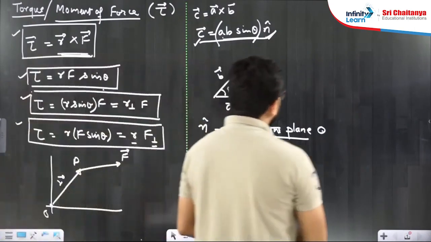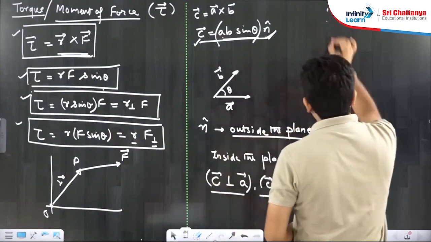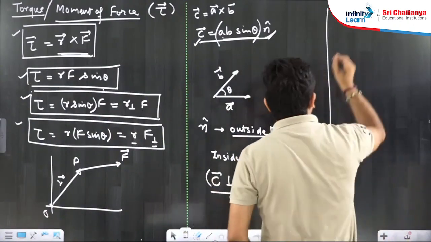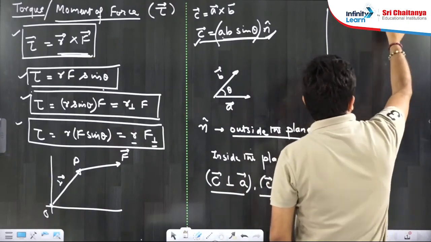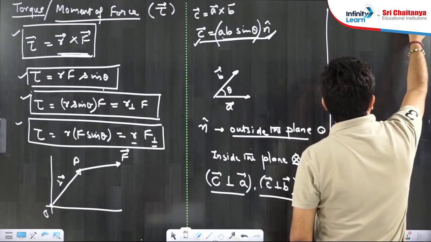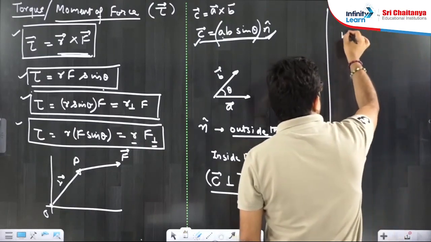And one more thing, if it is given in the form of vectors, I will show you. Suppose A is given to you as I cap plus J cap plus K cap. I am writing a very simple relation.